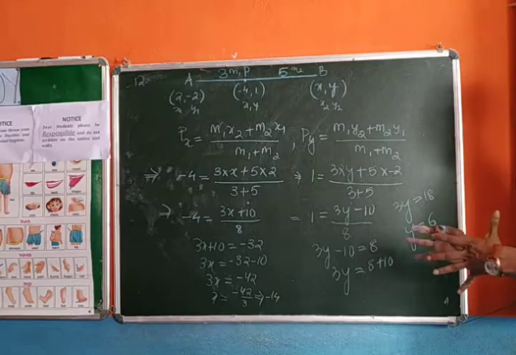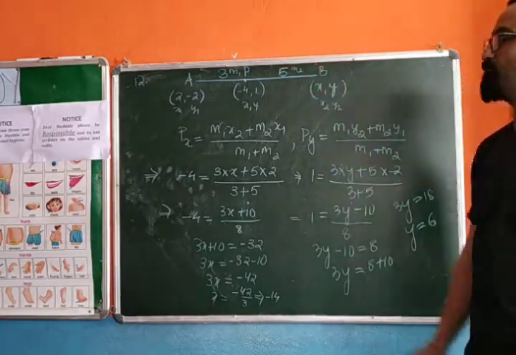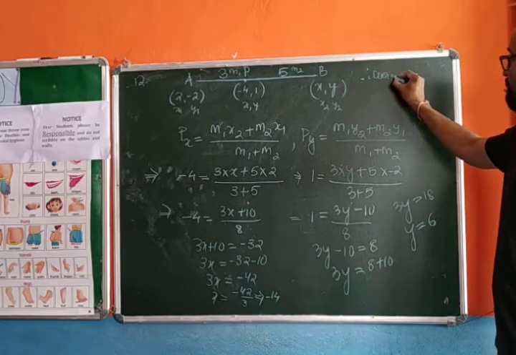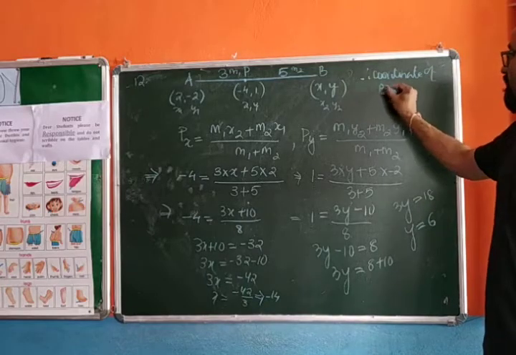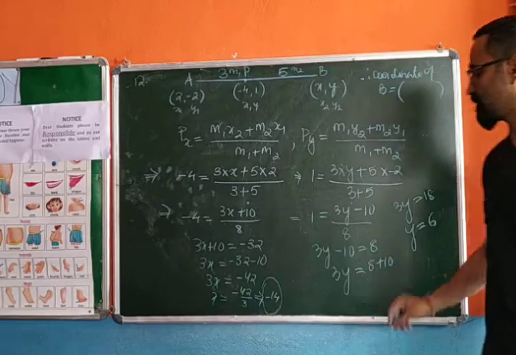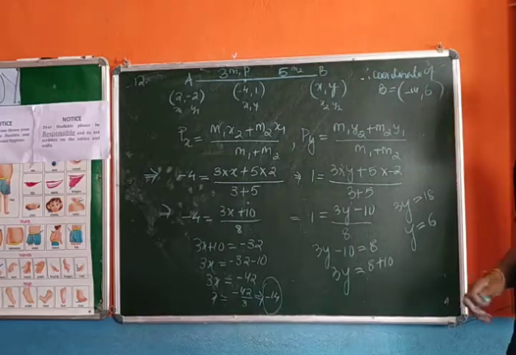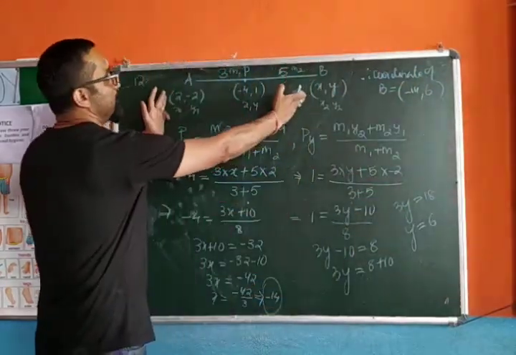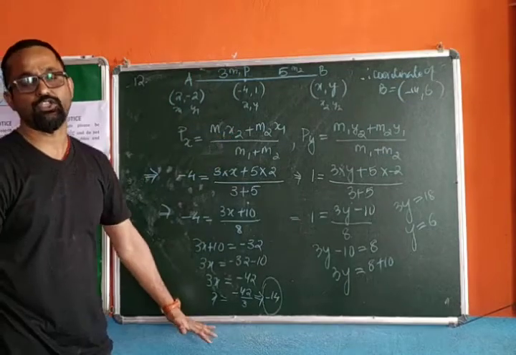You should not leave it like this. Question says find the coordinate of B. Therefore, coordinate of B, you write x value first. It is minus 14, 6. It's not difficult. Look at the format here: diagram, formula, substitution.